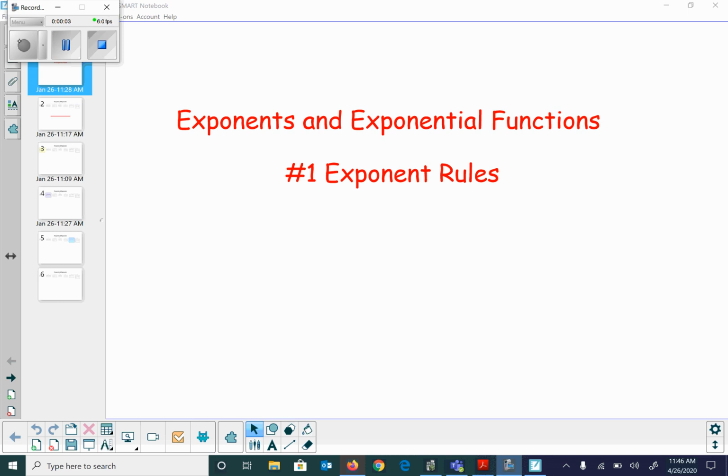Chapter 1 is our last chapter. This is chapter 10, same in your workbook, but there's quite a bit of information that'll be in the folder, so take a look at that and make sure you know how to do it. Alright, so we're going to be dealing with exponents and exponential functions.